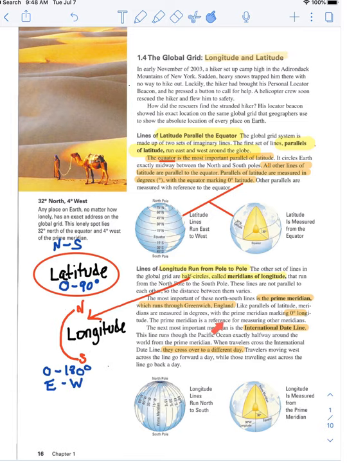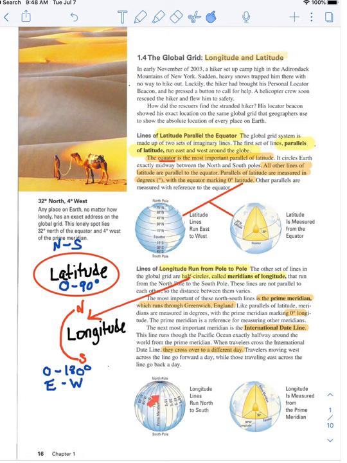Now, the most important meridian is the prime meridian, and this runs through Greenwich, England. The only reason why this runs through here is because when the map was created and longitude and latitude were created, England was the strongest country in the world. It was arbitrarily chosen. There's no significant reason that this line was chosen as 0.